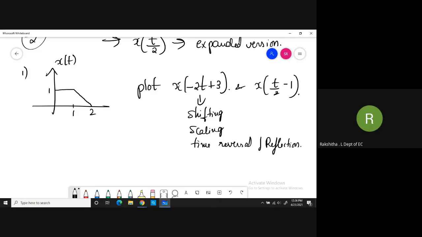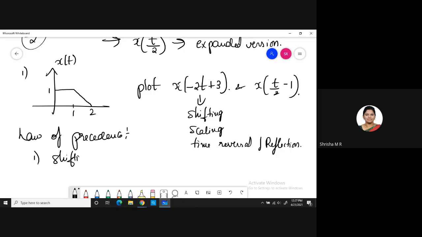Ma'am, first 2t we have to do, ma'am. Is it? No, there is a law of precedence. So the law of precedence states that first you have to do shifting. Then you do scaling. And third you do time reflection or time reversal. You have to follow this rule. Law of precedence. You cannot do scaling first or time reversal first, then your waveform will be wrong.